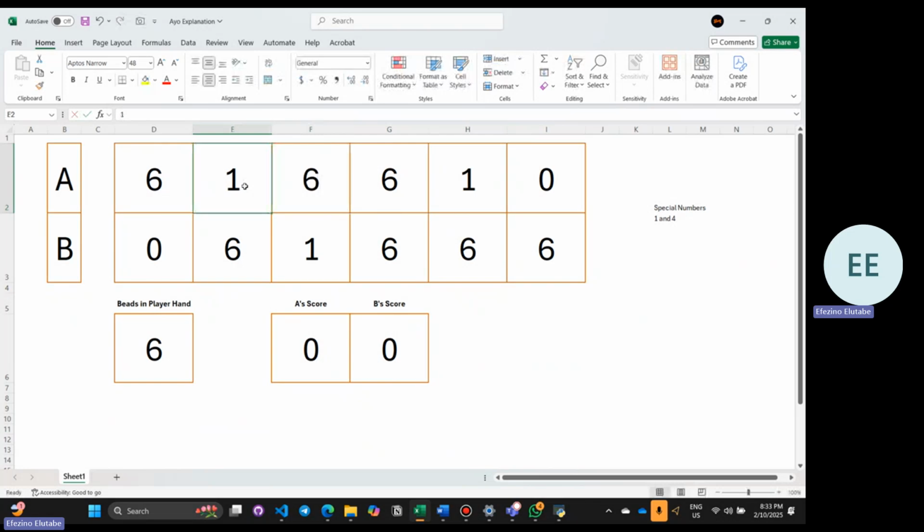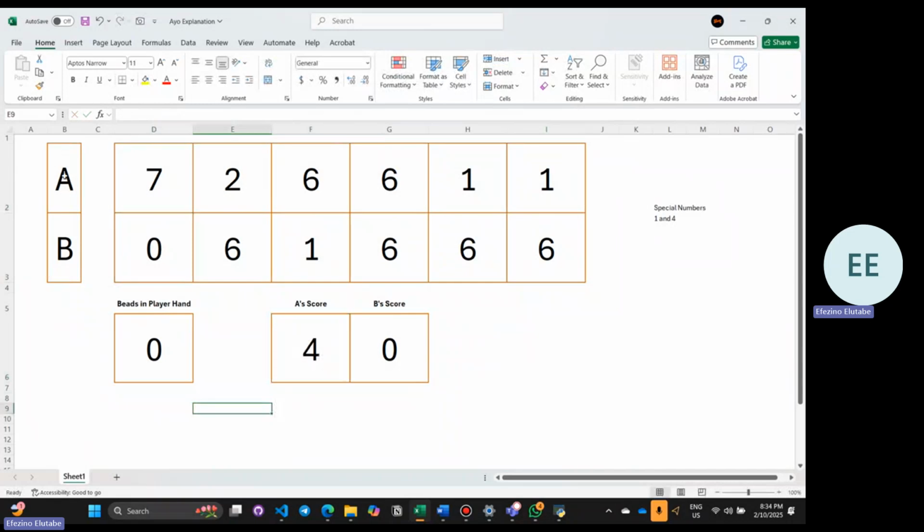Now I stopped at 1, which is a special number. So when you stop at 1, your turn has ended. When you stop at a special number, your turn has ended. However, 1 and 4 are different special numbers. If I stop on 1, my turn has ended and that's it. But let's assume I stopped at 4. If I stopped at 4, then I'm going to collect those 4 as points for myself. Do you understand? If I stop at 4, I collect those 4 as points for myself.